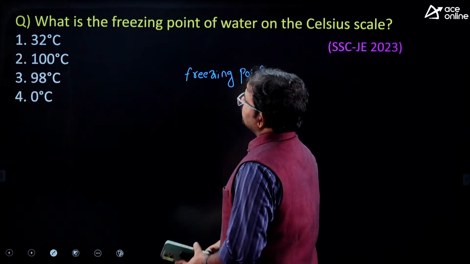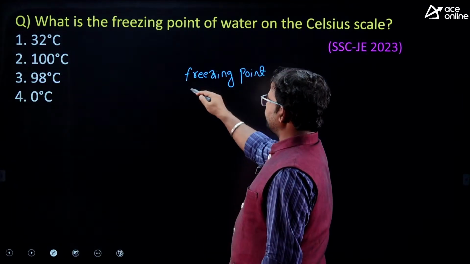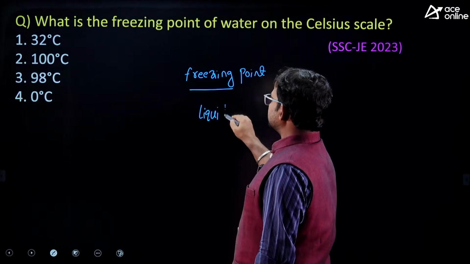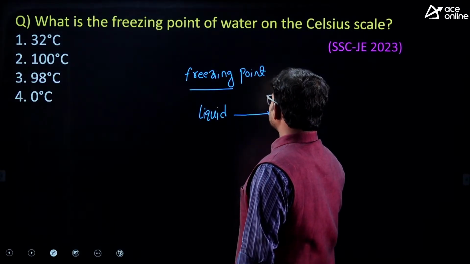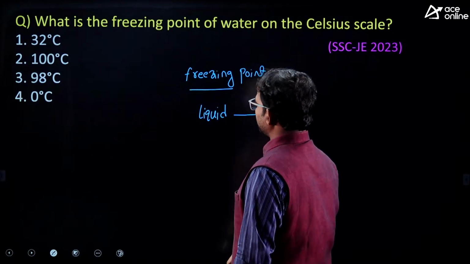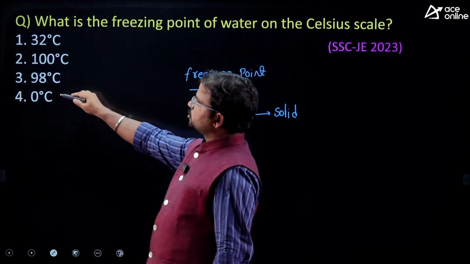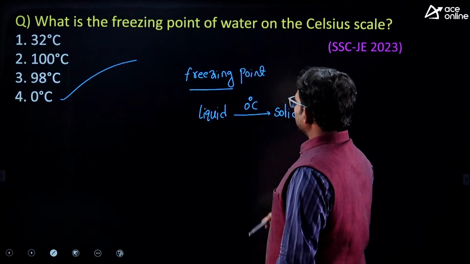Okay, good. So they mention freezing point now. First of all, freezing means liquid converts to solid. The temperature which is required for the conversion of liquid into solid is considered as the freezing point. So here we need 0 degrees centigrade. That's why option 4 is the correct one. Okay, so 0 degrees centigrade.